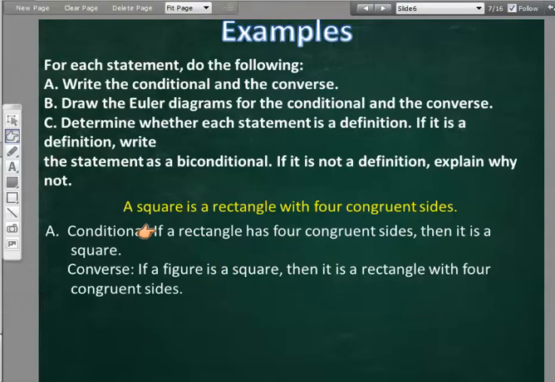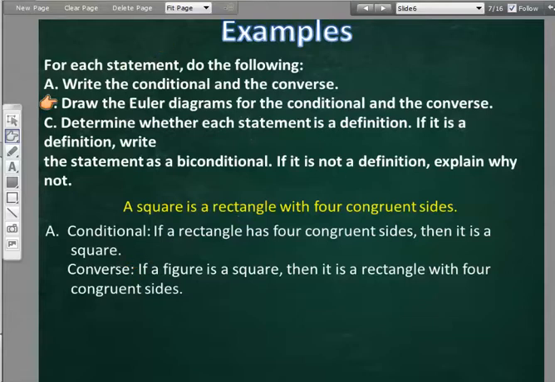If a rectangle has four congruent sides, then it is a square. Ooh, I messed up that conditional big time. Now I'm going to take this conditional that I wrote and I'm going to flip it so it'll be a converse. If a figure is a square, then it is a rectangle with four congruent sides.